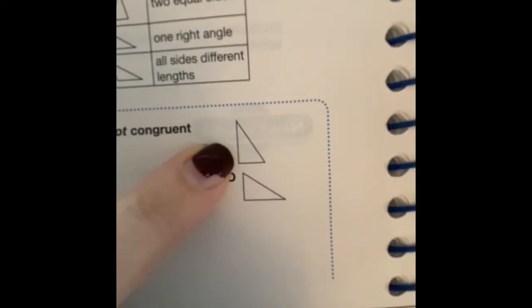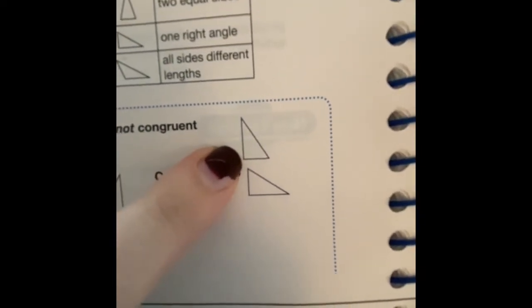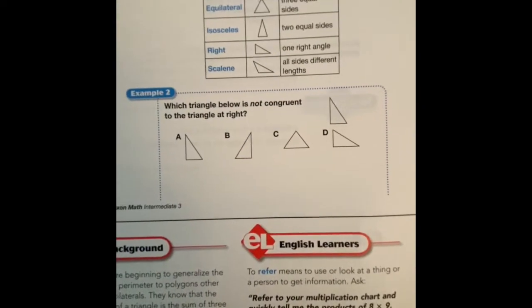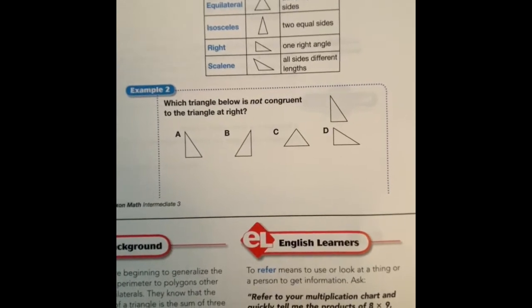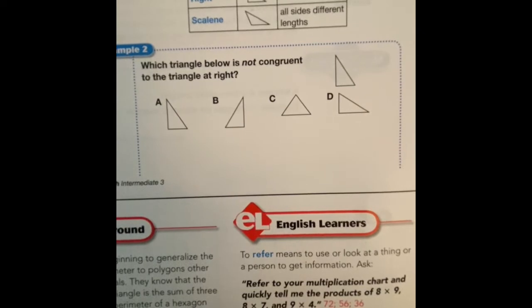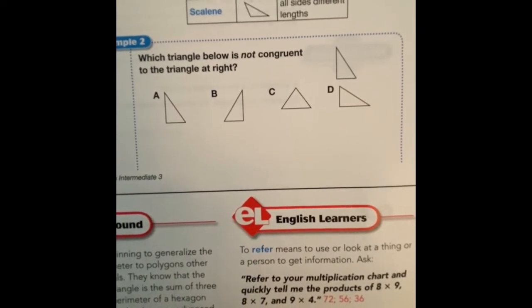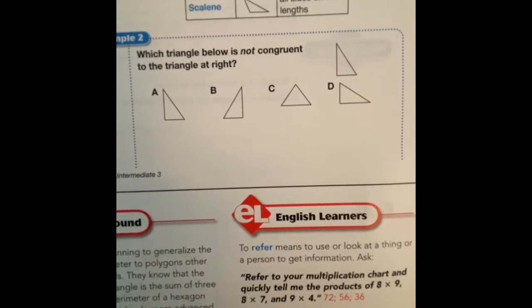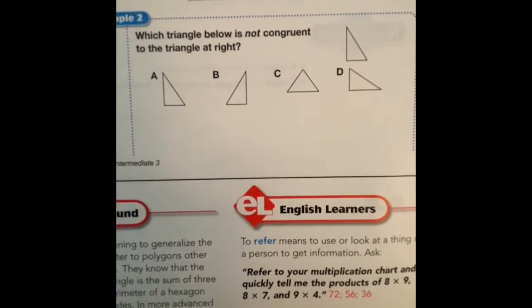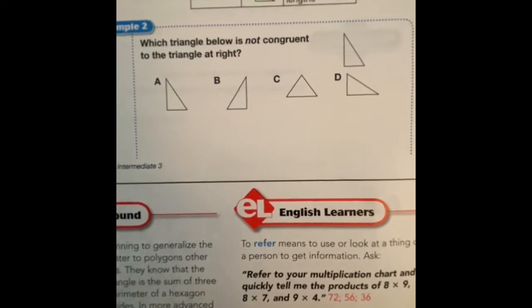In example number two, it is asking us to determine which triangle is not congruent to the triangle at the right. Now we can classify this triangle right here as a right triangle because we can see that it has that right angle right there. Now congruent means that these triangles have to be the same shape and the same size. Now by looking at these, three of them are pretty close in size. Not only that, forget pretty close, they are the exact same size. And I'm talking about A, B, and D.